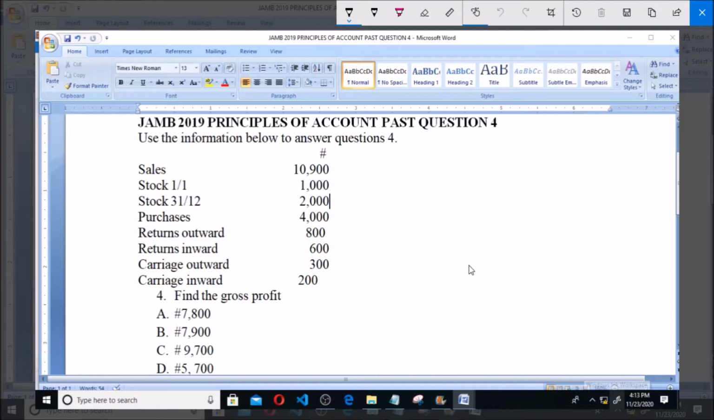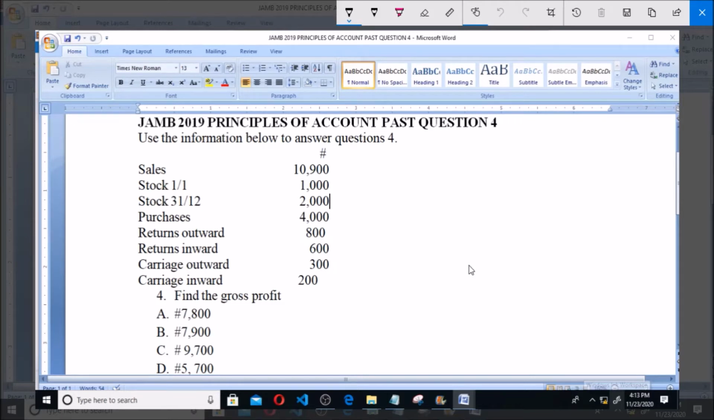2019 Principles of Accounts, past question number 4. You should use the information below to answer question number 4. In our information we have sales, which is 10,900. We have stock as at 1st of January, which is 1,000. We have stocks as at 31st December, which is 2,000. We have purchases, which is 4,000. We have returns outward, which is 800. We have returns inward, which is 600. We have carriage outward, which is 300. We have carriage inward, which is 200. And all these figures are in Naira.